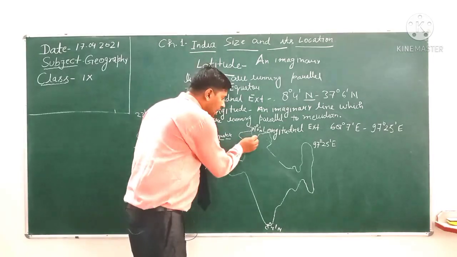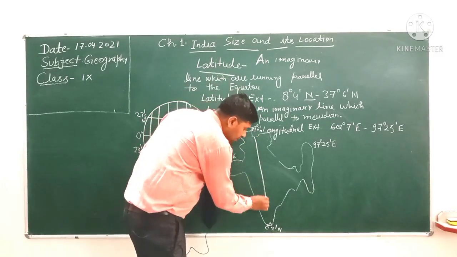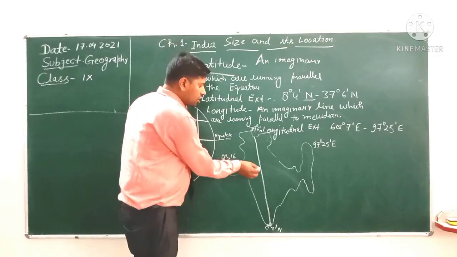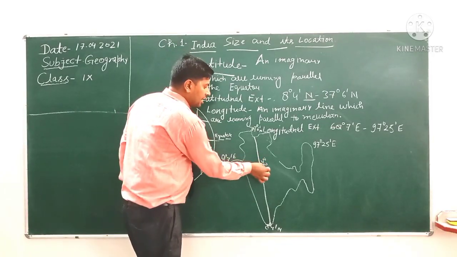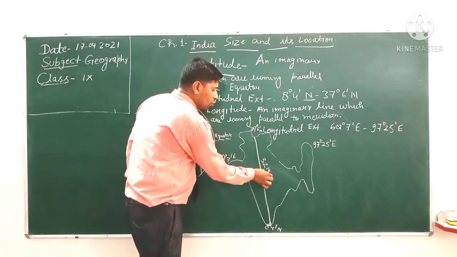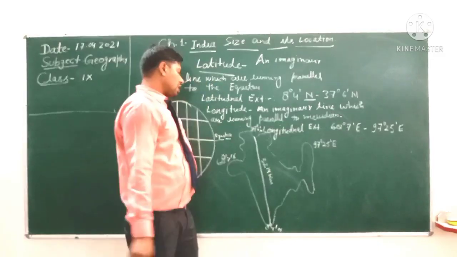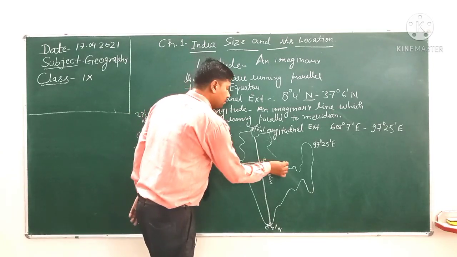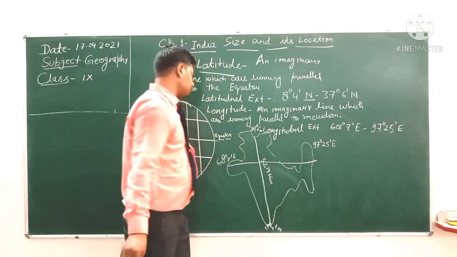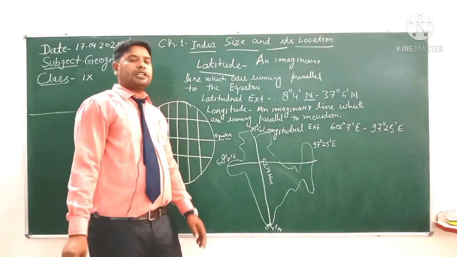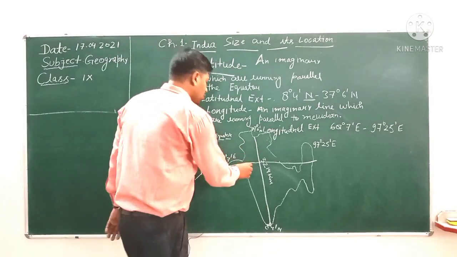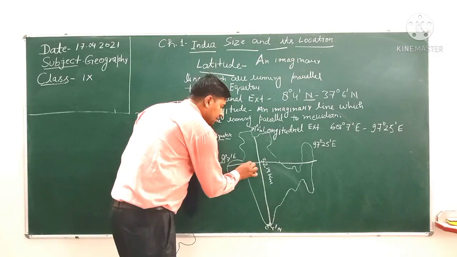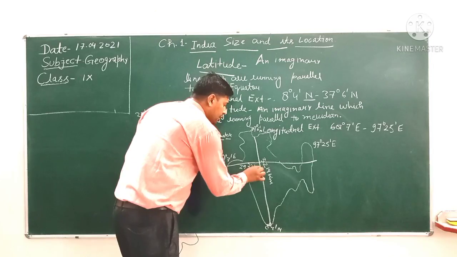The length of India from Jammu Kashmir to Kanyakumari is approximately 3,214 kilometer, and the length of India from Gujarat to Arunachal Pradesh is about 2,933 kilometer.